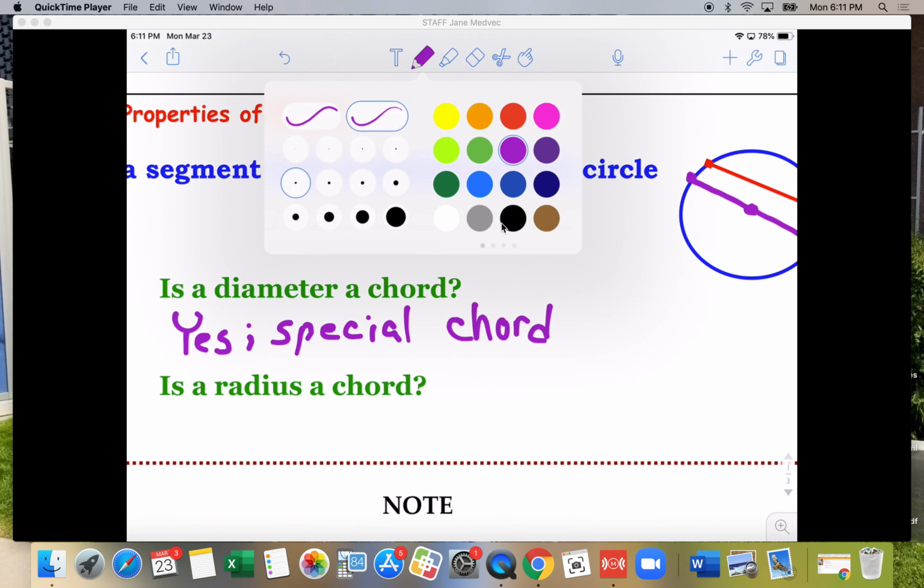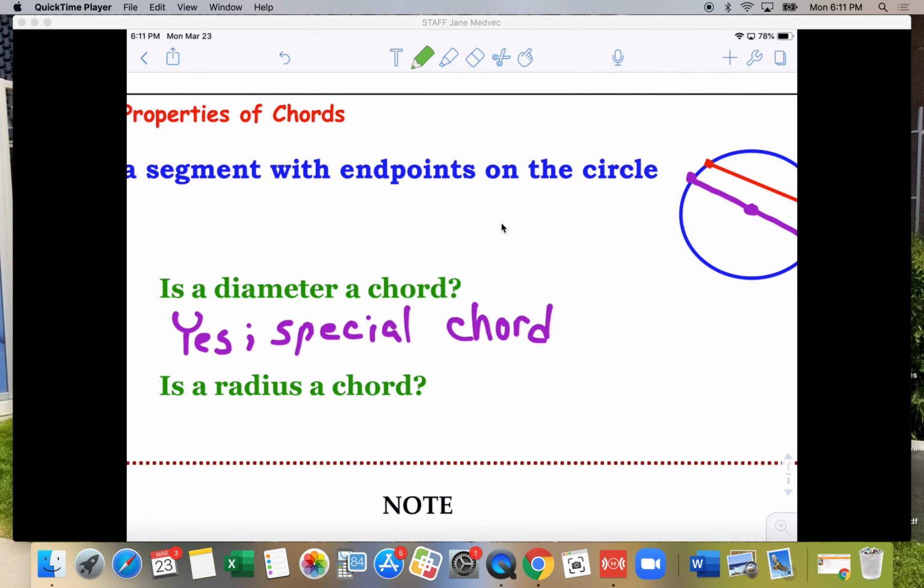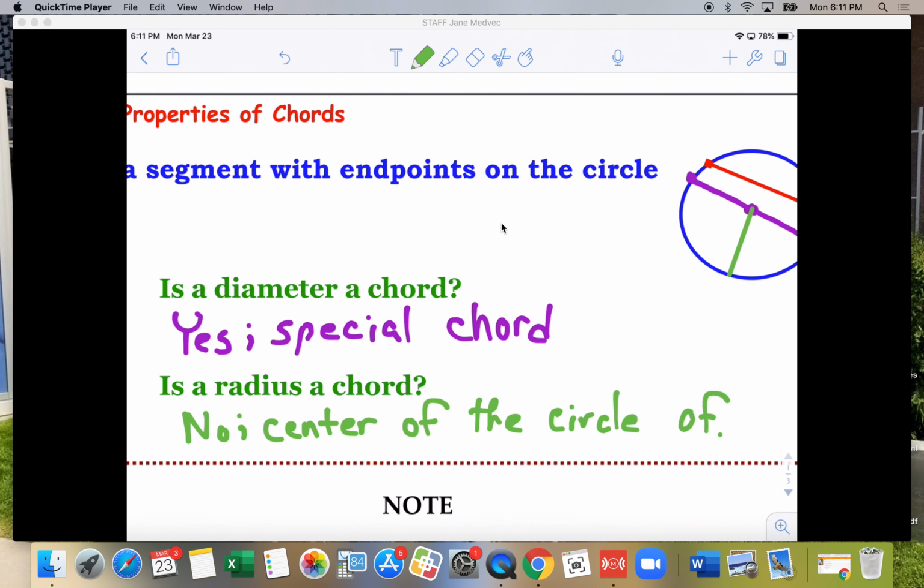Now the question is, is a radius a chord? If you take a look back at our definitions, the radius goes from the center out to the outside of the circle. So the answer is no, a radius is not a chord, because it goes from the center of the circle out to the outside of the circle. You'll notice that its endpoints are not both on the circle, they're actually one on the inside and one on the outside. So the radius is not a chord.